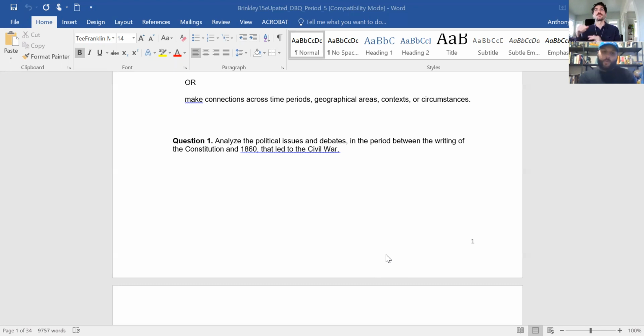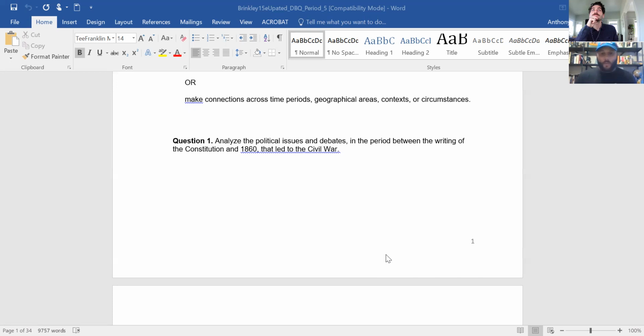So we're really looking at causation, because we know the effect is the Civil War. Right. And I think when we see analyze in history, many times it is a causation style prompt. So I appreciate that side of it.